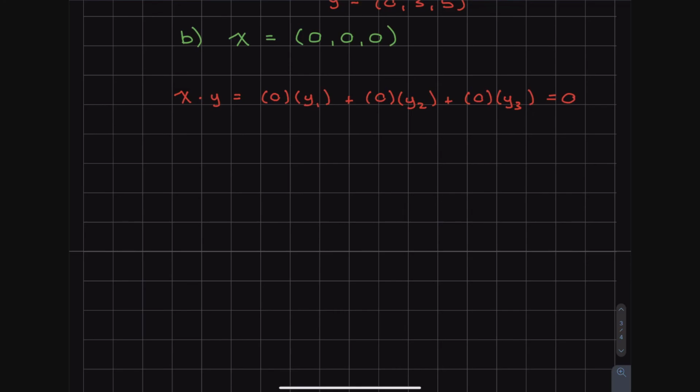So since we have zeros in all 3 parts right here, it doesn't matter what y1, y2, or y3 are. And if y1, y2, and y3 can be anything, that means any vector possible dotted with the 0 vector will be perpendicular. So from this case right here, we have an infinite amount of vectors that when we dot them with the 0 vector will give a perpendicular result, because it doesn't matter.